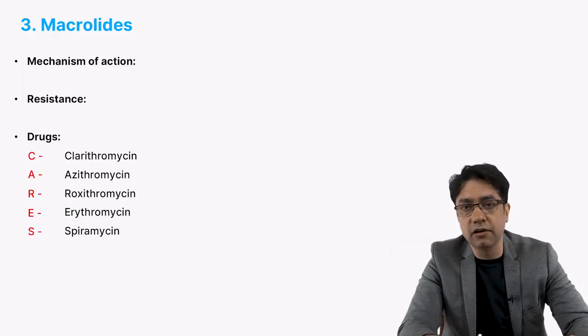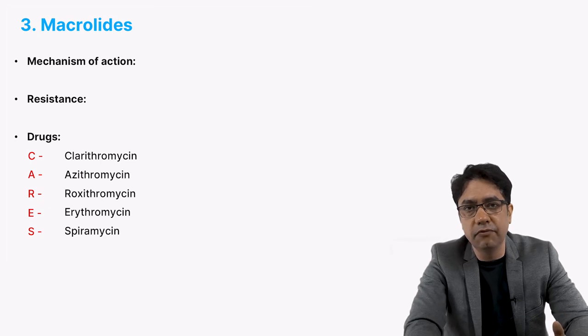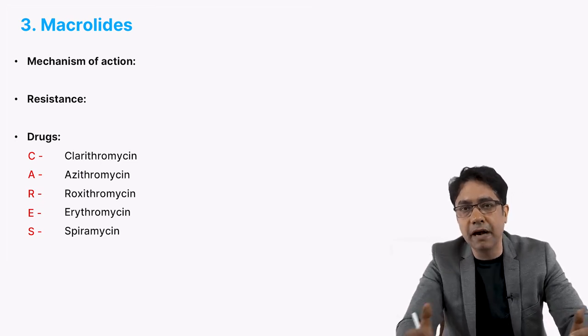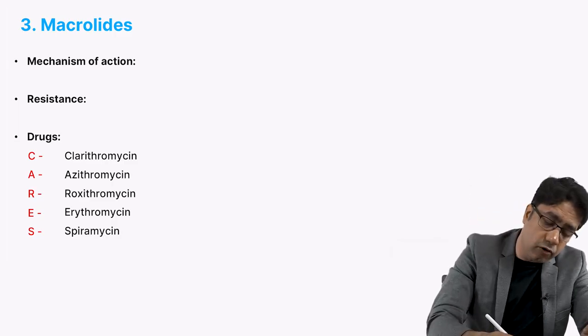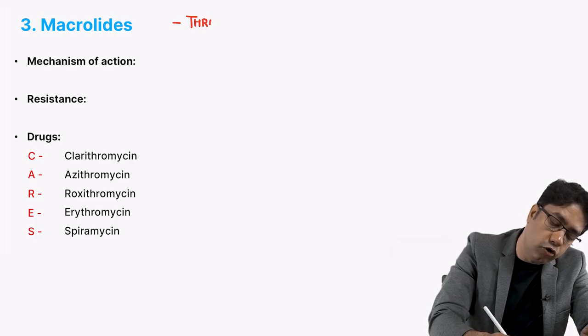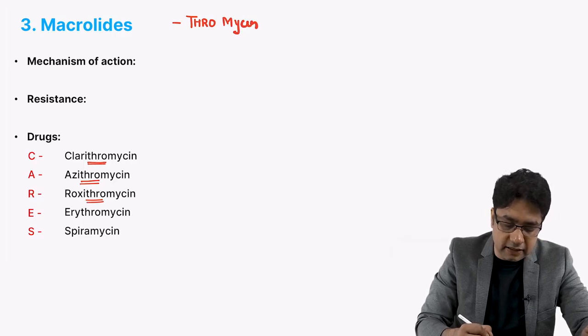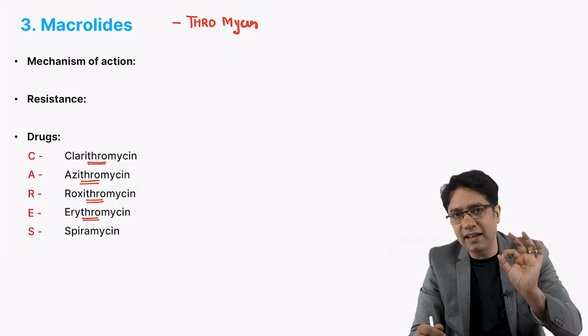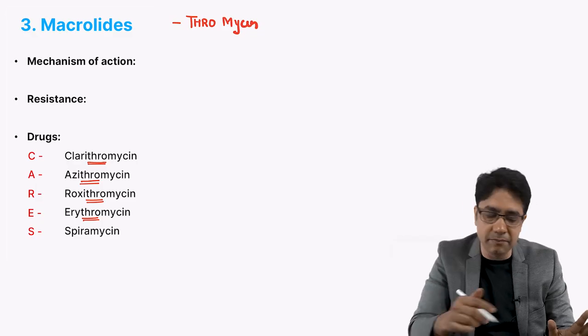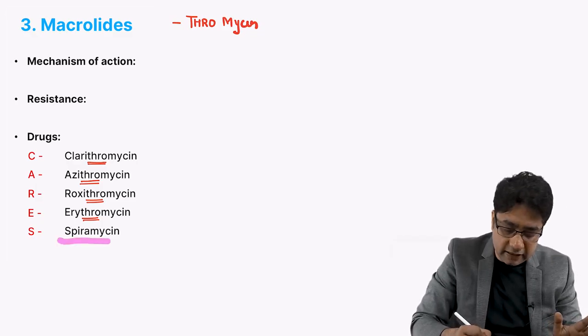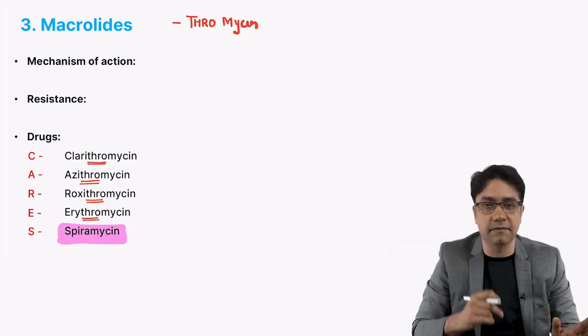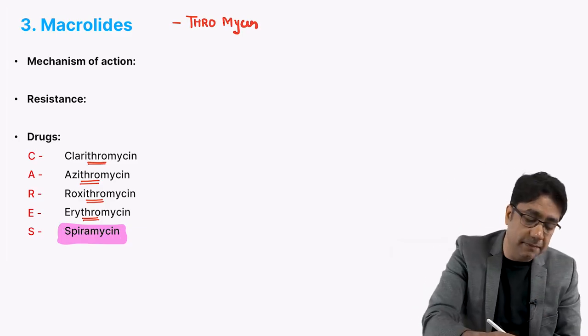So this is the treatment of leptospirosis. Now let's talk about, after the tetracycline group, a very important group, that is macrolide. Remember how to identify them in macrolide. These drugs will end with the word thromycin. So the first are clarithromycin, azithromycin, roxithromycin, erythromycin. But one exception is there which we have to remember. It is not having the thro word in it. The drug name is spiramycin.